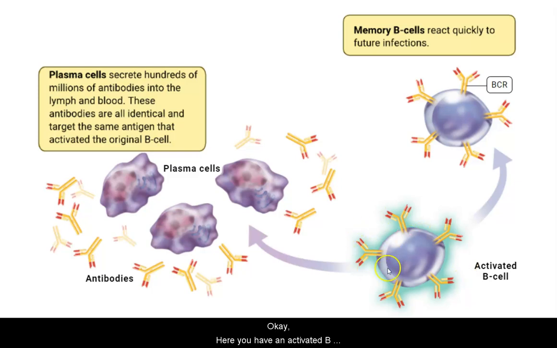Okay, here you have an activated B cell, and it's going to proliferate and differentiate. So it can differentiate into either a memory B cell, and this guy is just going to circulate, hang around, and wait for interaction with that antigen again in the future. Or it can proliferate and differentiate into plasma cells. And these plasma cells are the B cells that are the antibody secretors.